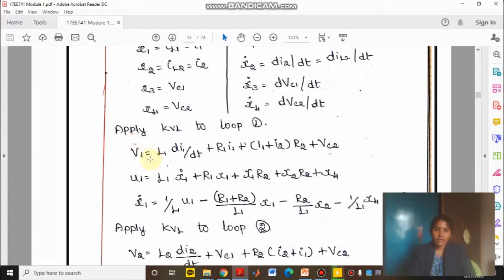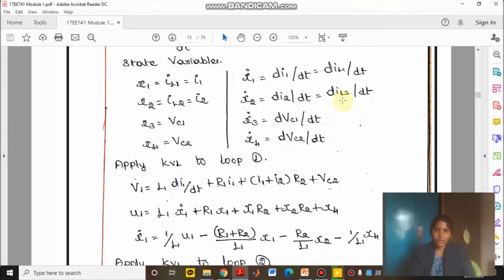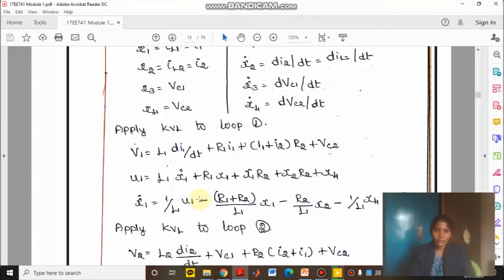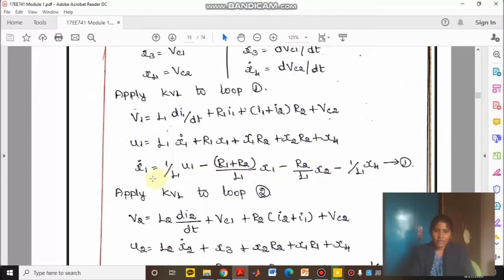So V1 is nothing but U1, L1. What is di1 by dt? di1 by dt is x1 dot. R1, what is your I1? x1. So replace all the physical quantities available in this equation with the state variable quantities. After replacing, you find out what is x1 dot.